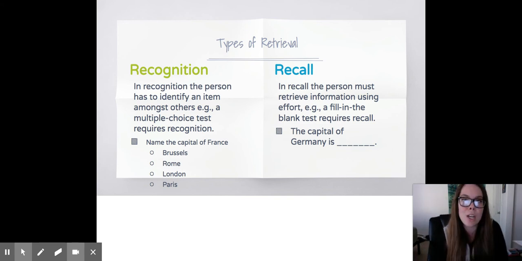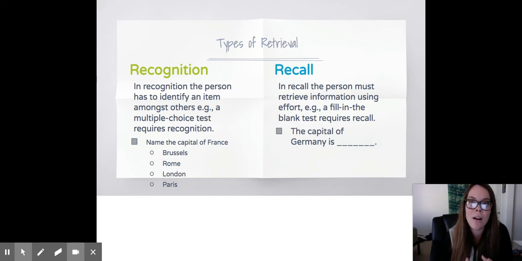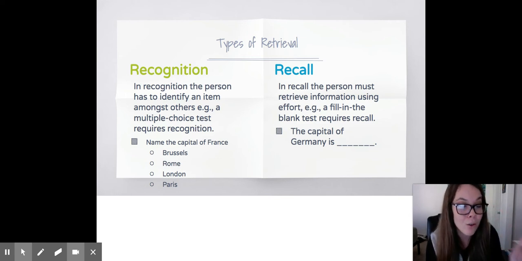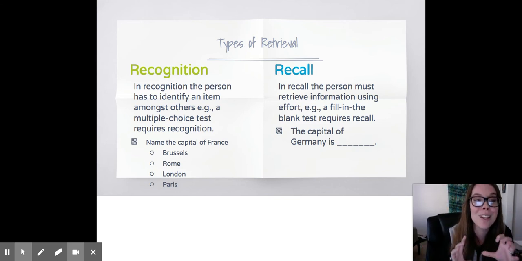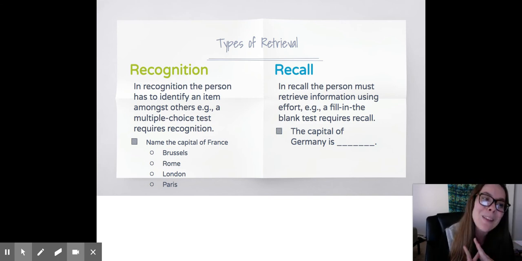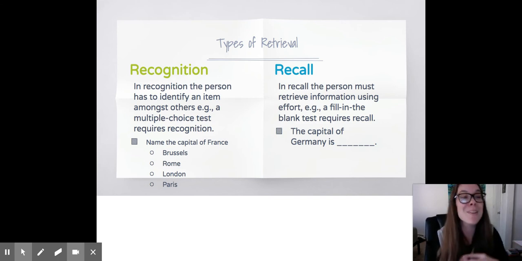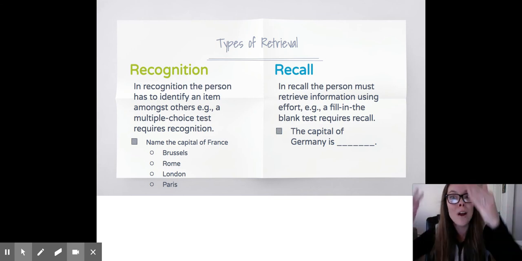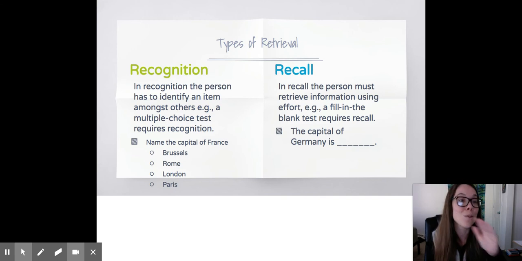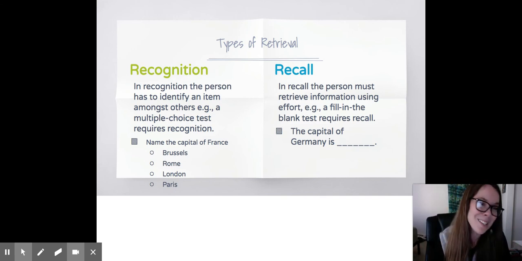So recognition is where, in a multiple choice test, you're able to recognize the correct answer. What's harder is, if you've ever had a teacher that did fill in the blank, they're really trying to test your recall. Because it's recall, you have to think of the word out of nowhere. So recognition is easier than recall. A lot of students would rather have multiple choice than short word answers, because your answer is in the multiple choice.